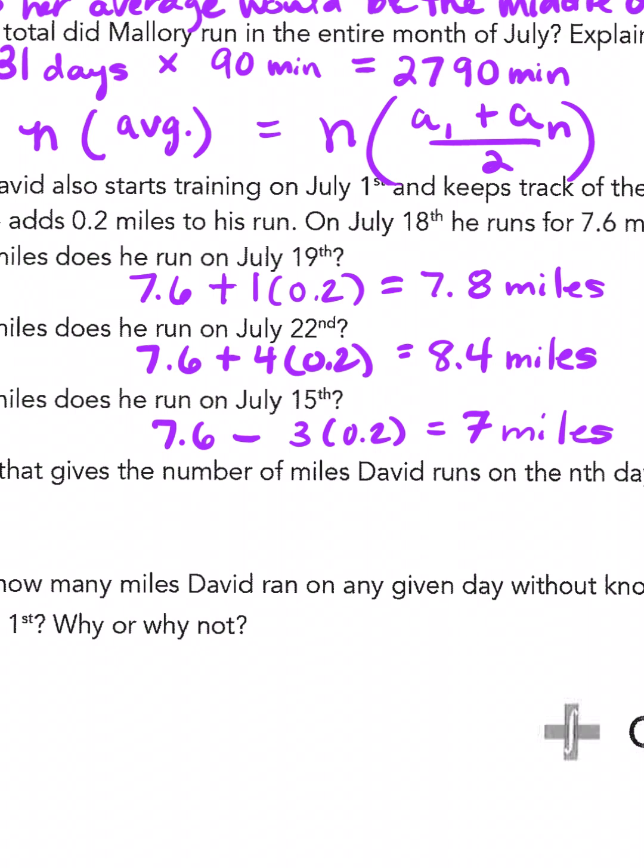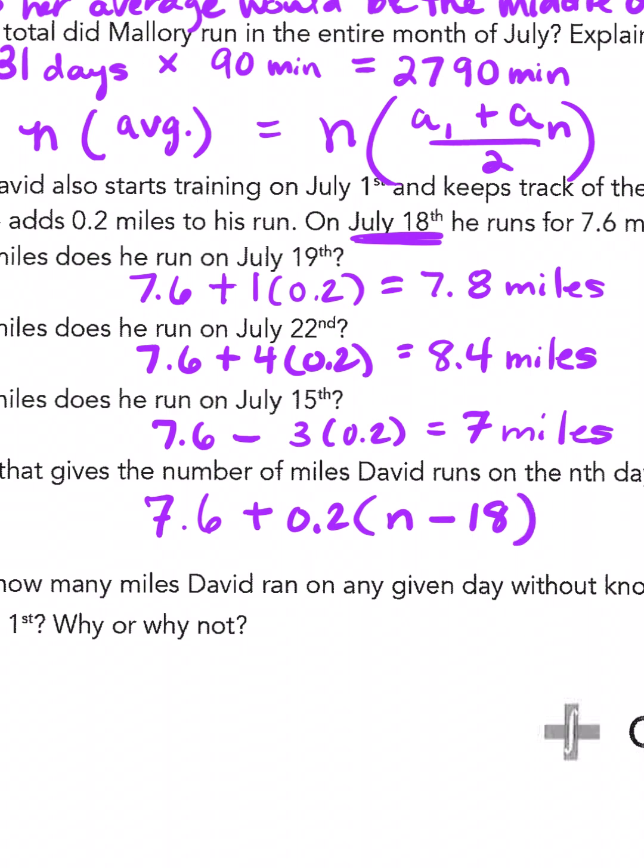Write a rule that gives the number of miles David runs on the nth day of July. We're going to start at 7.6, right? Plus what? What's our common difference this time? 0.2. And we're going to do n, but are we going to do n minus 1 this time? Why not 1? It's not the original number we were given. What day were we given the original number for? So instead of n minus 1, we're going to do n minus 18.